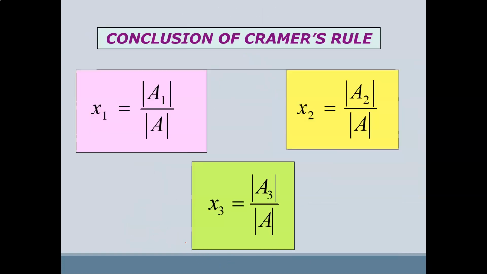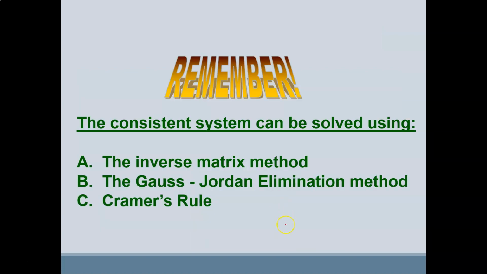So you have solved the system of linear equations. This is the conclusion for Cramer's rule. We know how to find x1: you replace the first column, find the determinant, and divide by the determinant of A. The same goes for x2, where you replace the second column, and for x3, where you replace the third column. And lastly, remember the consistent system can be solved using these three methods.